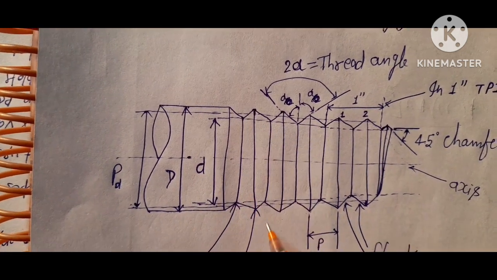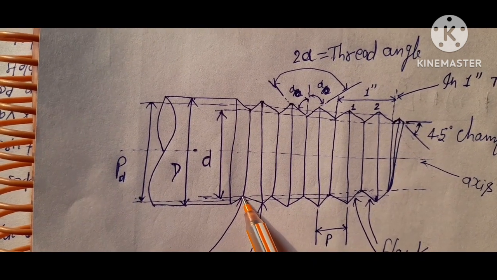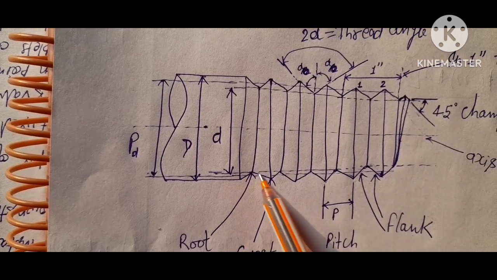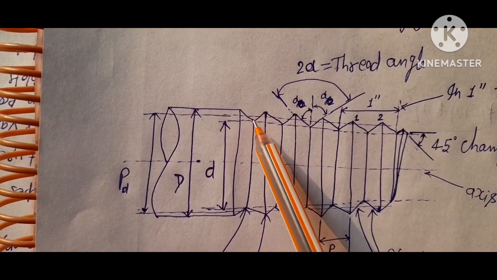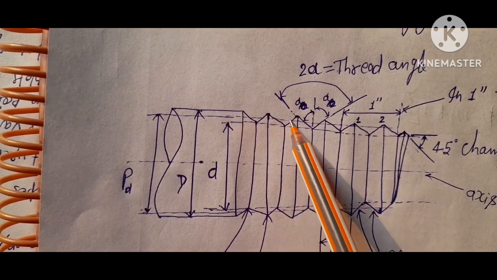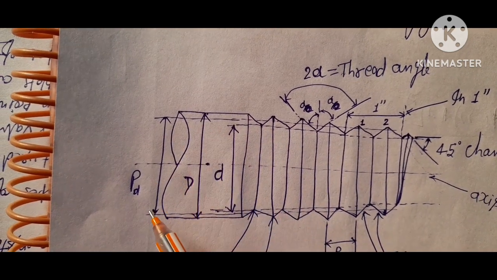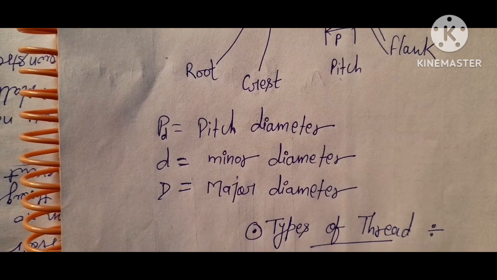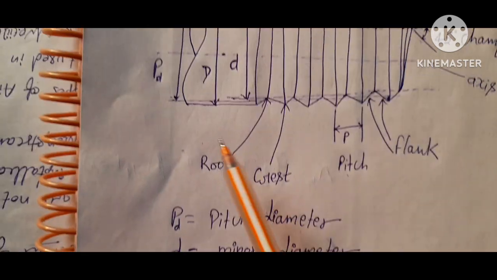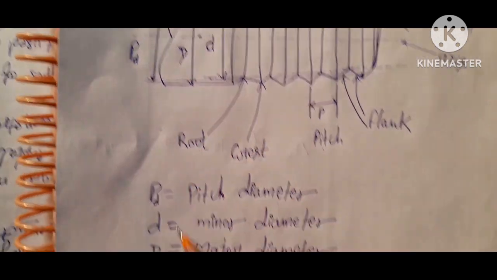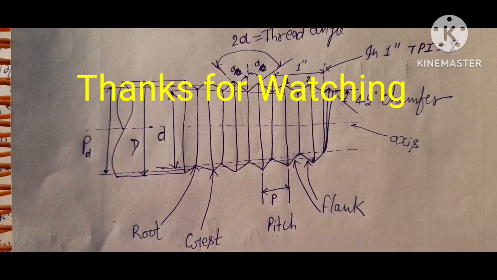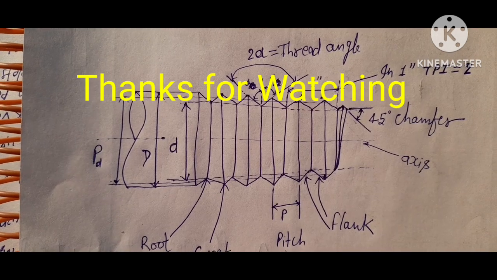And the distance between root and crest, you see here, this is a line. Also see here, this mid line from root to crest is known as pitch diameter. So in terminology, you see here, pitch diameter PD, major diameter capital D and minor diameter small d. So this is all the terminology regarding thread.